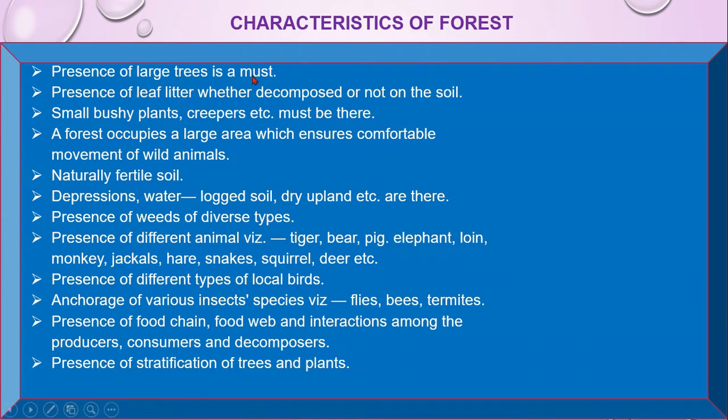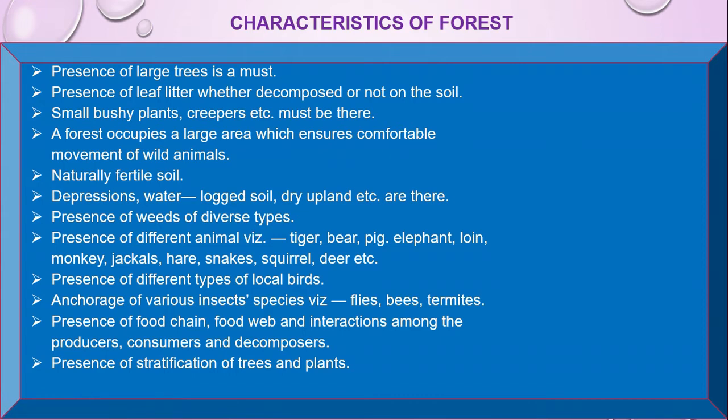Presence of large trees is a must, so you have to make sure that large trees are present in a forest. Presence of leaf litter, decomposed or not, on the soil. That means all types of dry leaves will be present on the soil. Small bushy plants and creepers must be there. A forest occupies a large area which ensures comfortable movement of wild animals. That means there will be no prevention of wild animals moving inside a forest.